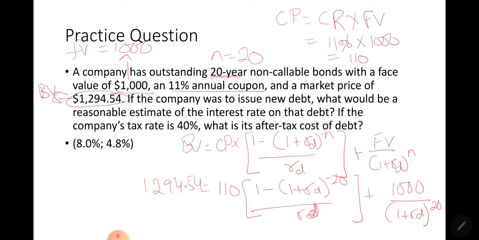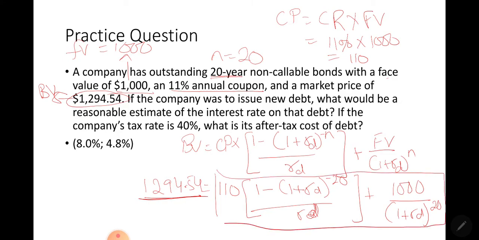If you try to solve it in any other way, it will be too complex. A way to solve this question is through the trial and error approach, which means you will have to plug in different interest rates and see where the answer comes to 1294.54. So in your calculators you will put in this formula and solve it and see whether your answer is coming 1294.54. If your answer matches this, it means that is the interest rate.